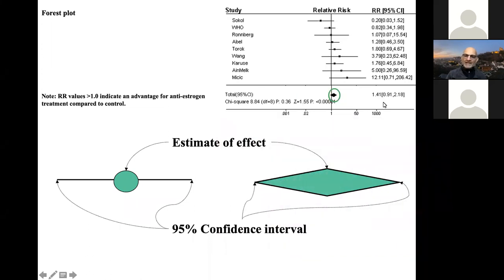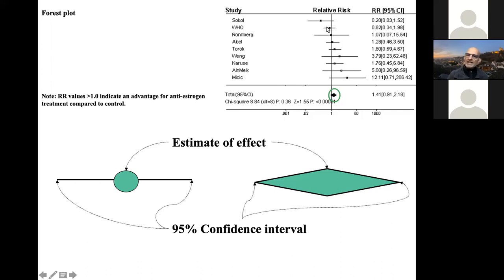So basically, at the bottom of these individual results, you get what is described as a diamond. And in this diamond, the middle point, the thickest point, is the point estimate of the summary effect. And the length of the diamond from one side to the other is the confidence interval of the summary effect.